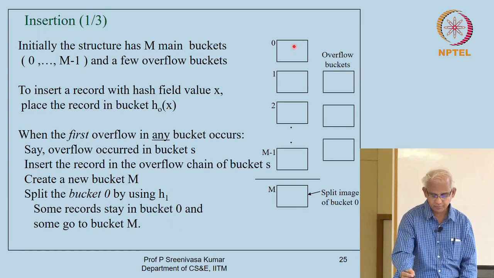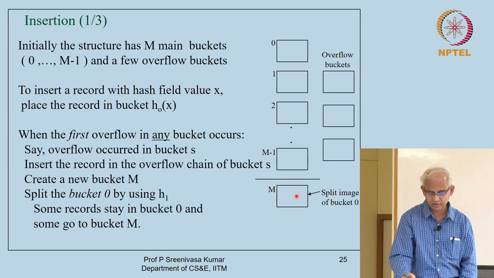So, whenever we split, we create the mirror image of this particular bucket like this. So, m is the mirror image for 0, m plus 1 is the mirror image for 1, m plus 2 will be the mirror image for 2, etc. And then whenever we create a mirror split image, we basically take the records in that bucket, use the next hash function h1, and redistribute the records from this bucket into this bucket and its split image.